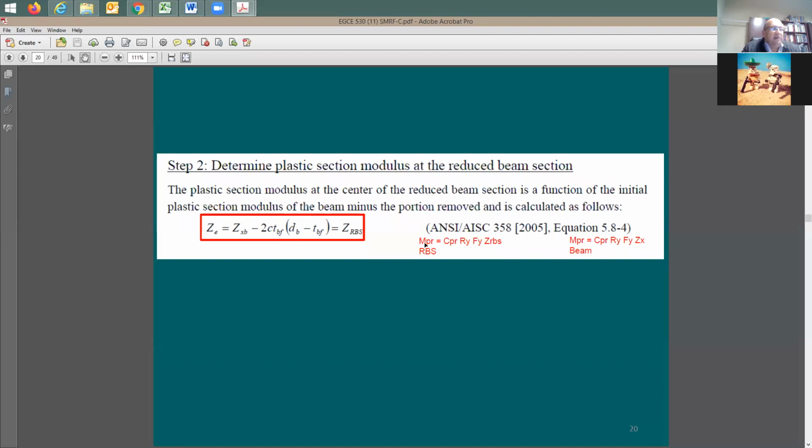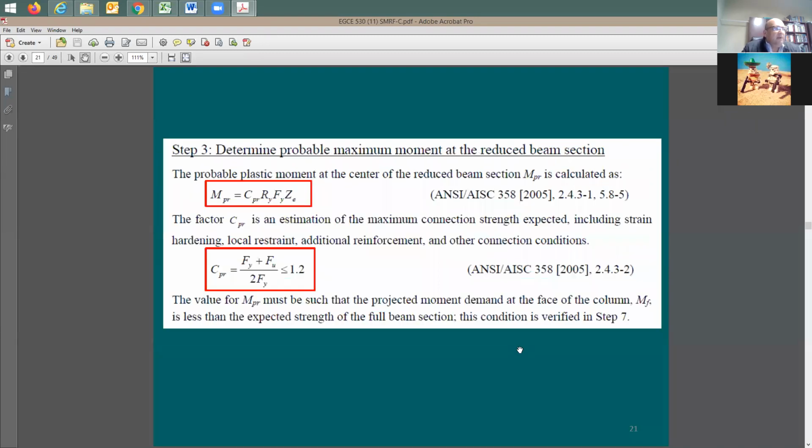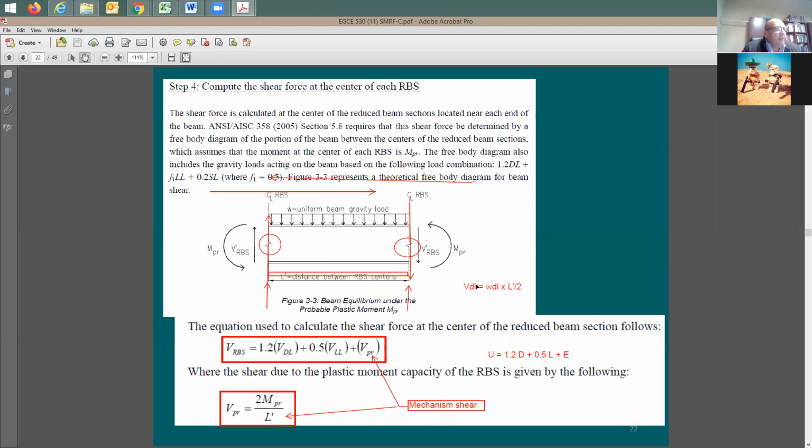And with that, you can figure out the probable moment. Now, here's the equation for the probable moment. Here's the C_pr equation that you guys know how to find out. You have F_y for the steel that we use. And then you have also F_u, F ultimate, for the same steel. And you find out this C_pr. After this, you do the mechanism shear, which is this V_pr. You're going to be taking 2 moments divided by L prime, the clear spacing or the center to center of the hinge. Now it's going to be kind of confusing.